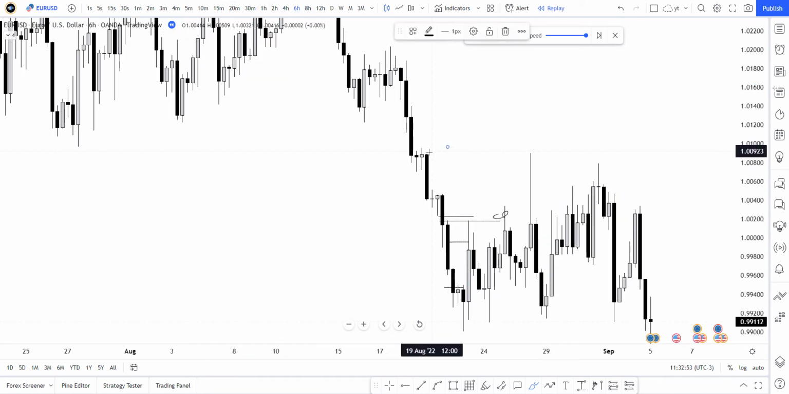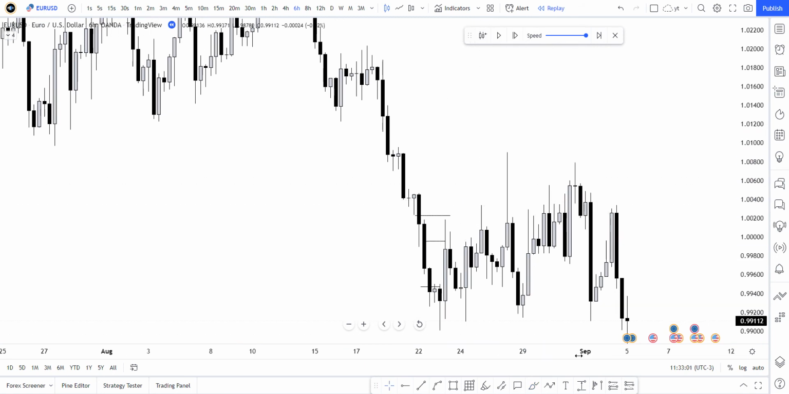But at some point, if I go on the higher timeframe, maybe we didn't have mitigation there. We actually did with this candle. As you can see, we came a little bit higher than that.